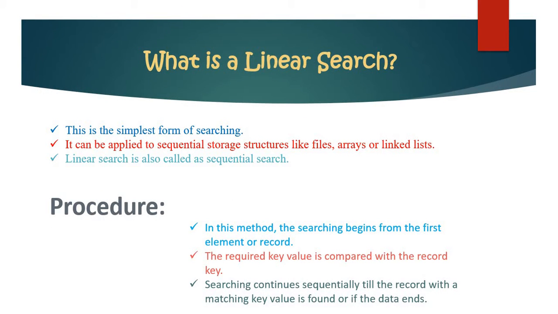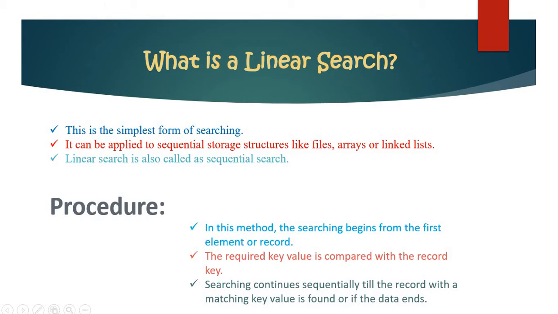First of all, what is linear search? This is the simplest form of searching. It can be applied to sequential storage structures such as files, arrays, and linked lists. Linear search is also called sequential search.